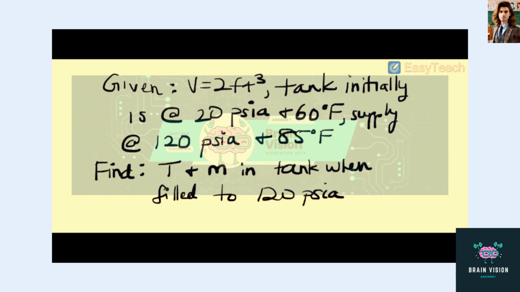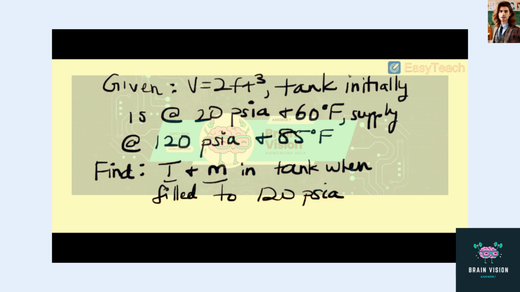Hi everyone, so what we have today is we're given a scuba diver's air tank of volume equal to 2 cubic feet. It is initially at 20 psi and 60 degrees Fahrenheit, and we have a supply line at 120 psi and 85 degrees Fahrenheit. What we're asked to find is the final temperature and final mass in the tank when it is filled to 120 psi.